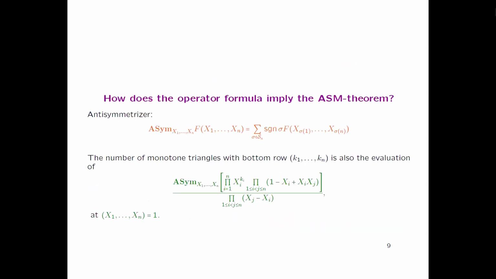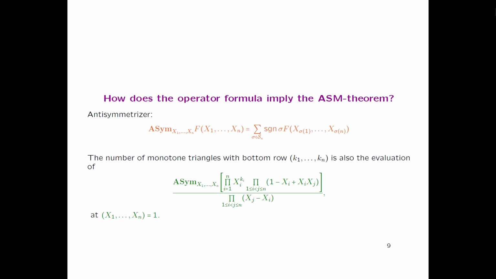Okay, so as I said, the formula does something more general. It computes the number of monotone triangles with a given bottom row. But of course, I also wanted to prove the ASM theorem. I also wanted to specify the Ki equal to i. And that actually was not such an easy task. Nowadays, there are several possibilities, and I just indicate one here. That was not the first possibility I found.